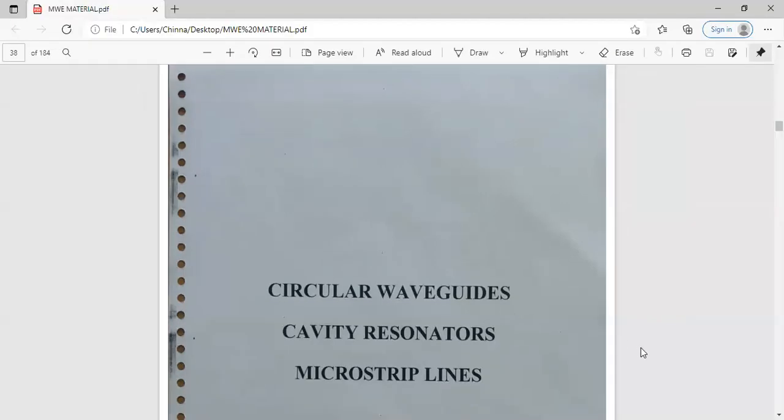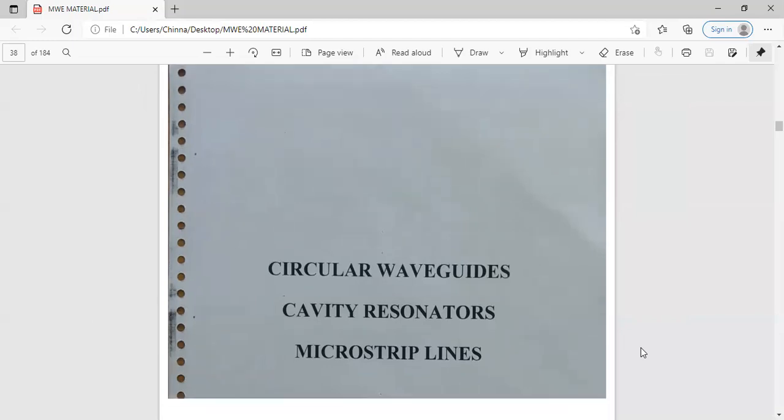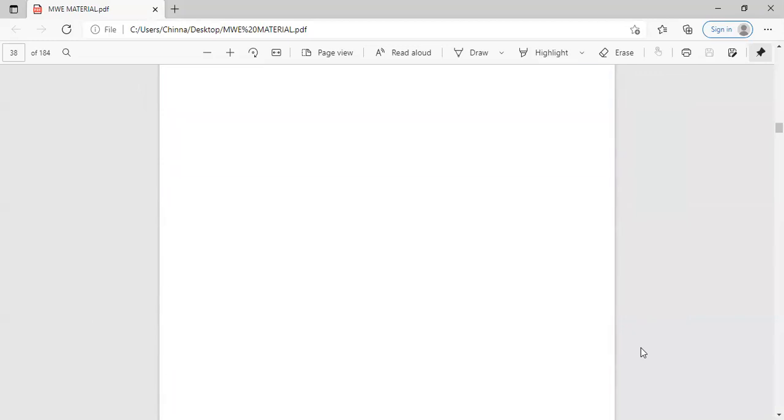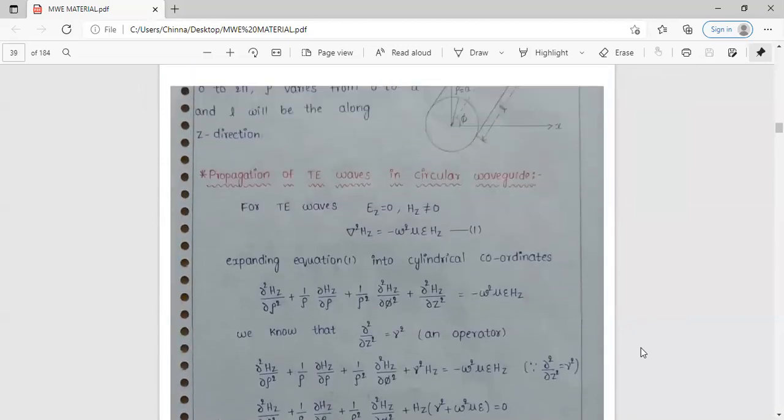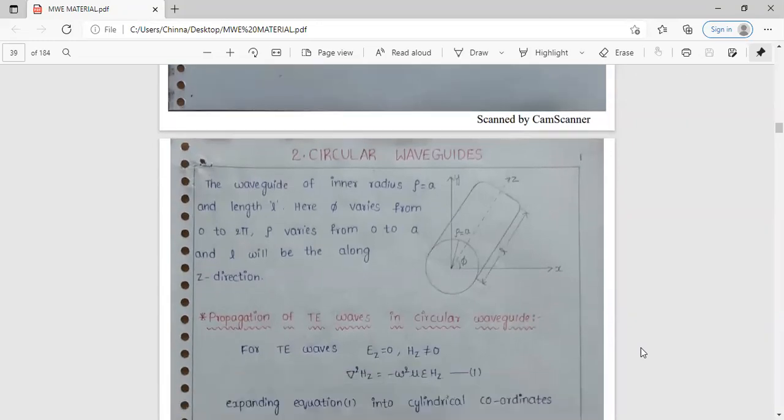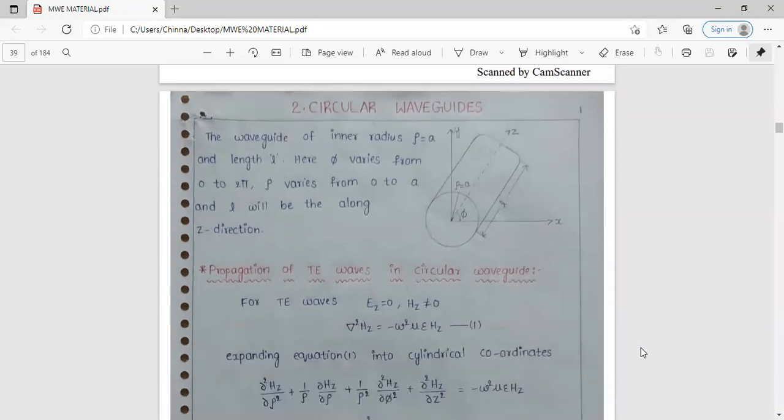You need to study the circular waveguide, the cavity resonator and microstrip lines. First we'll go for the circular waveguide. So this is the circular waveguide. We already know the rectangular waveguide with the XYZ coordinate system, but the circular waveguide is slightly different.